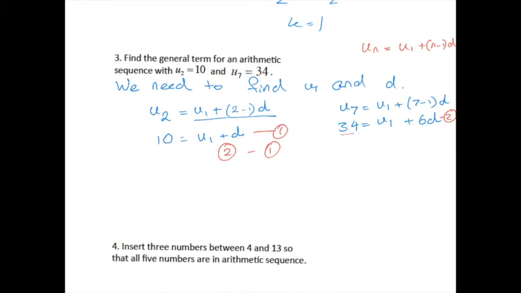What's 34 minus 10? 24. Equals, oh, look at this. Sorry, let me go down. U1 minus U1, gone. Yes, good. 6D minus D is 5D. Ooh, it's an ugly one. Anyway, everyone okay? And how do I finish off to find D? Divide by 5.